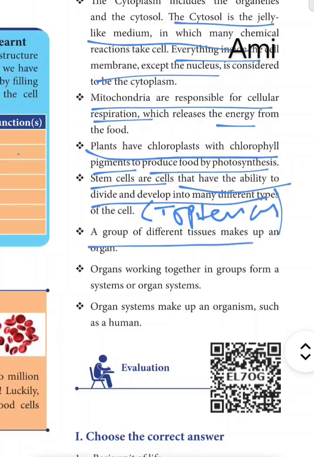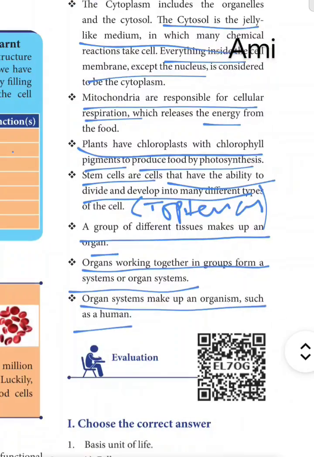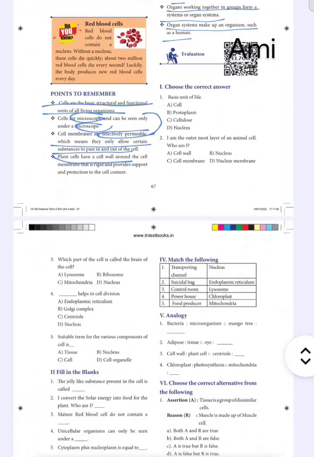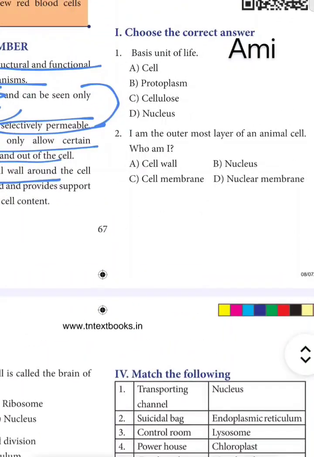Okay, then a group of different tissues make up an organ. Organs working together form an organ system. Organ systems make up an organism, for example, a human. We'll see the book back answers. The basic unit of life: the answer is cell.